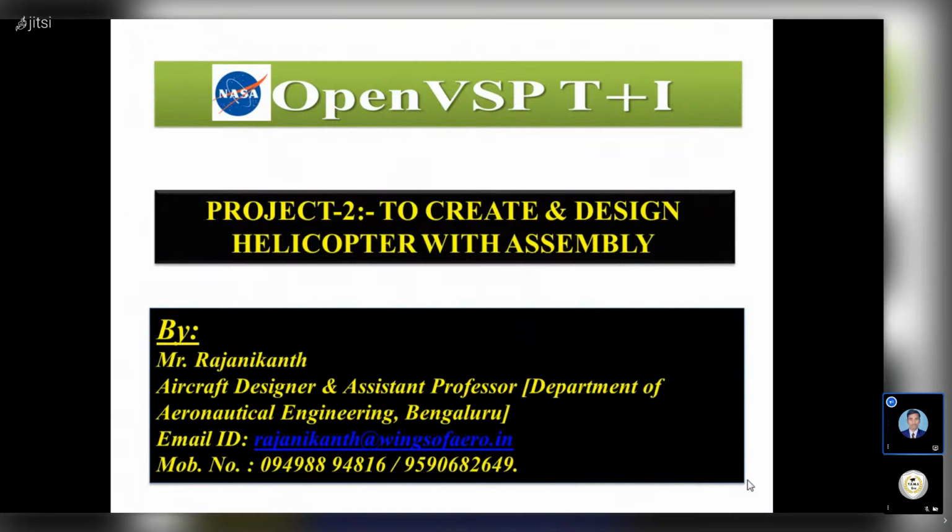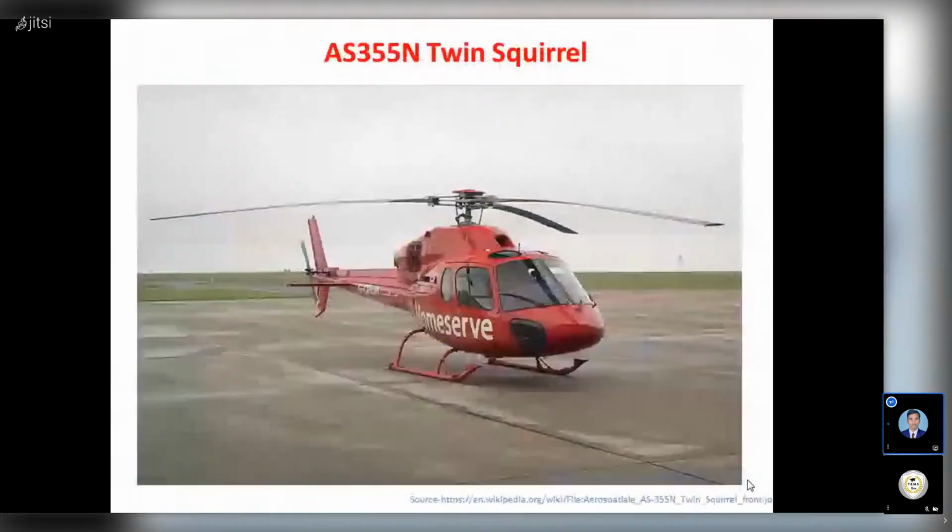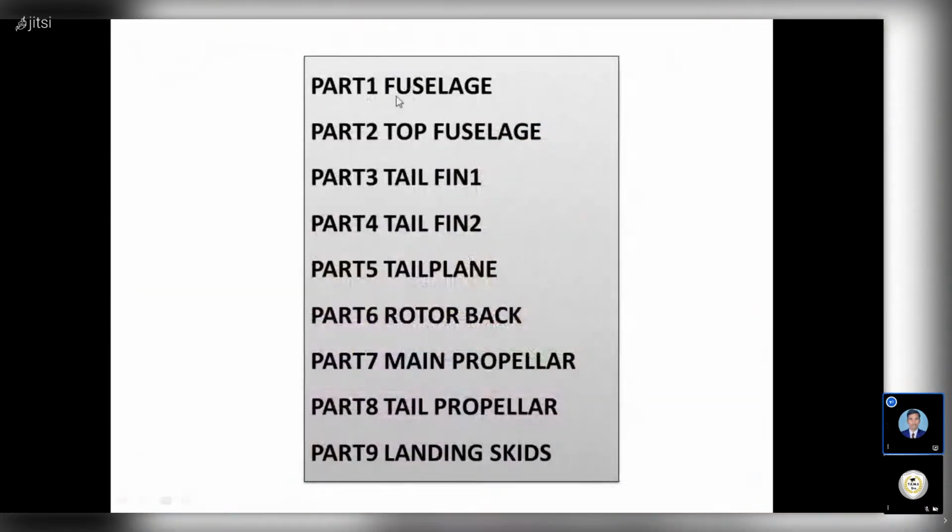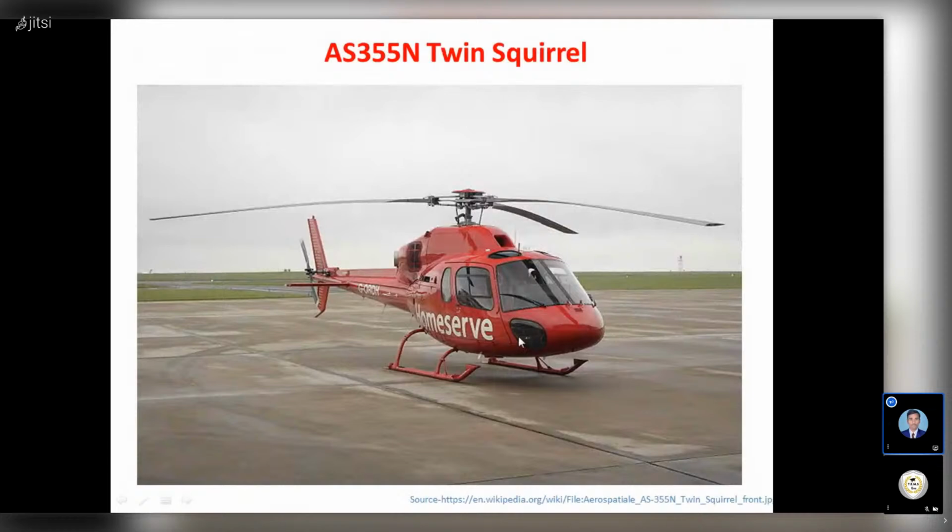At the end, after completion of each and every part of the helicopter, we'll go for assembly. So currently we are done with the first part, that is part 1, fuselage. We have divided our main fuselage, this complete fuselage, into two parts. First one, this one, we called the main fuselage, and the rest, the upper part, is our second fuselage.